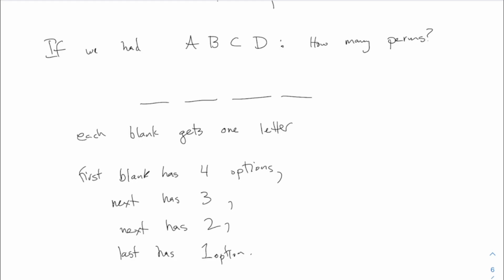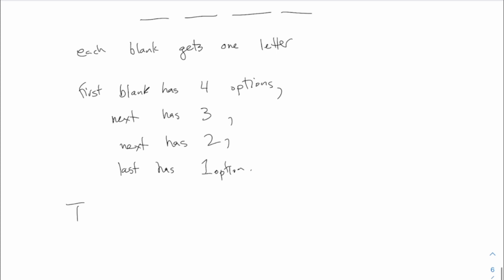So in this case, we should be multiplying the total number of options, which is 4 times 3 times 2 times 1. That times 1 doesn't do anything, but just for the sake of writing this in a pattern, you multiply these numbers together. In this particular example, it's 24. That's kind of a lot, but that's how many permutations you would get for 4 alternatives.